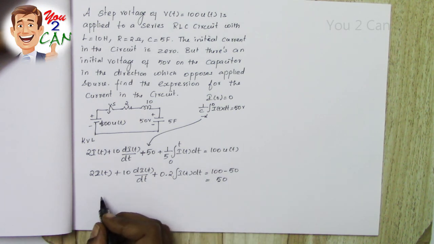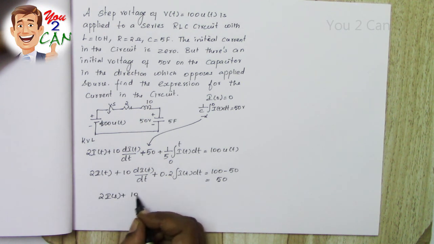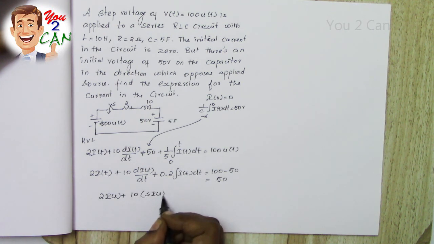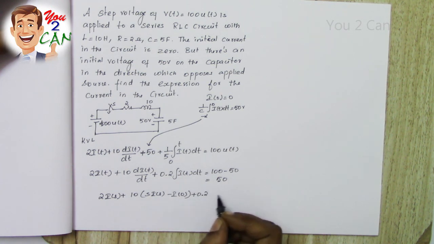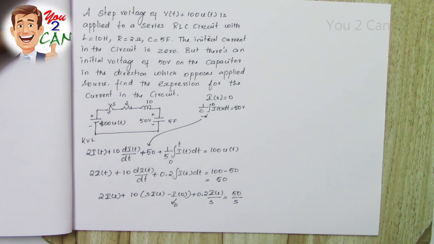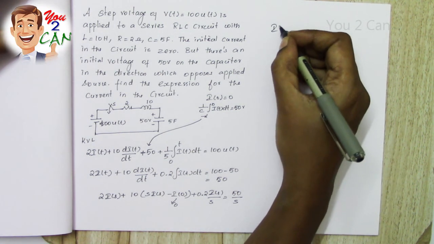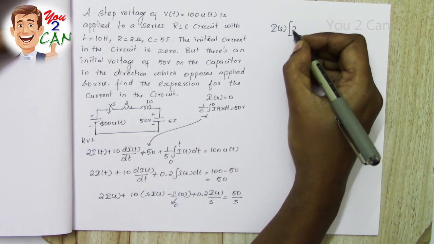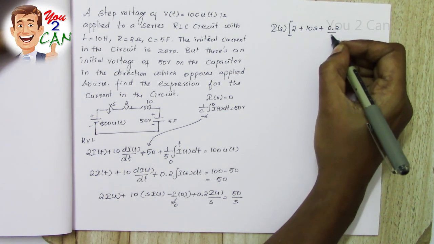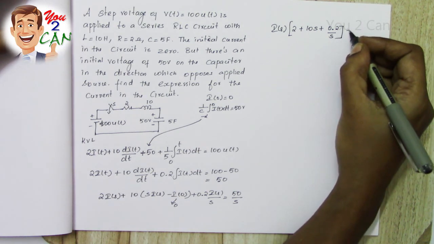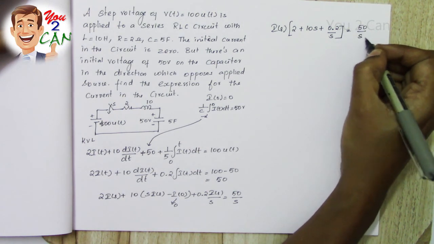So now apply Laplace. Laplace means 2 I(s) plus 10 [s I(s) minus I(0)] plus 0.2 I(s) by s equal to 50 by s. Here I(0) is also assumed to be 0. Now take this I(s) common outside. It is (2 plus 10s plus 0.2 by s) equal to 50 by s.